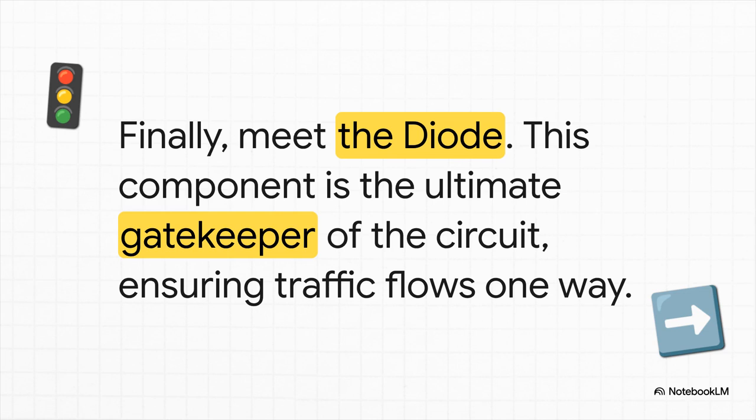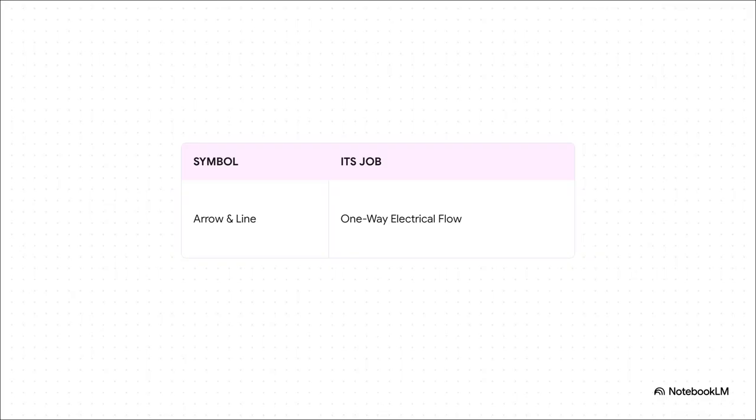The diode is the official bouncer of the circuit. Its job is to stand at the door and make absolutely sure that electricity only flows in one direction. No exceptions, no turning back. The symbol here is a perfect giveaway. It's literally an arrow pointing at a wall.